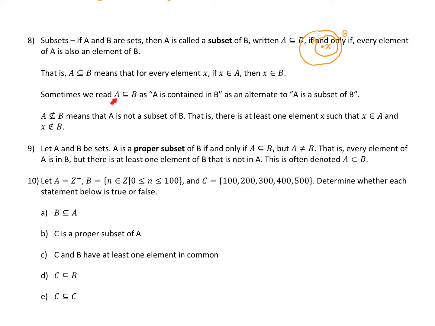Sometimes we read that as A is contained in B, as an alternate to A is a subset of B. I like that one personally because this looks like a C, so I would read A is contained in B. And that little line underneath means or equal to, right? So A is contained in or equal to B. So an alternative Venn diagram for A is contained in B could be B is the bigger one, but then A could be the entire thing. So they could also be equal. Every X in A is also in B.